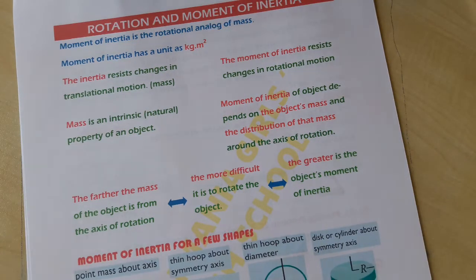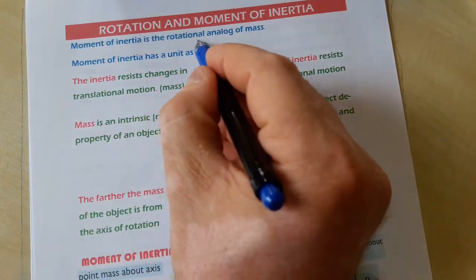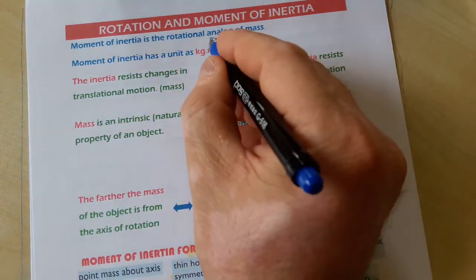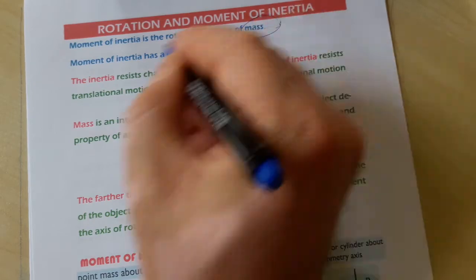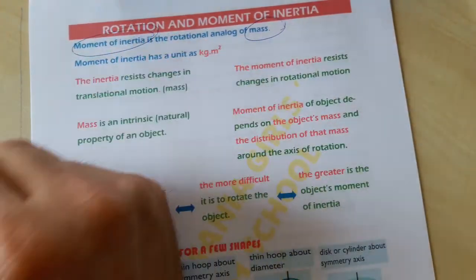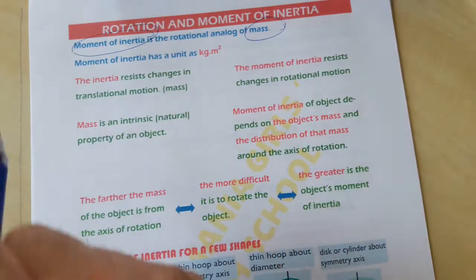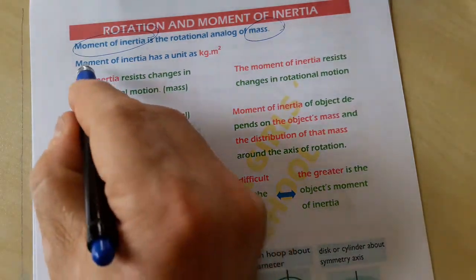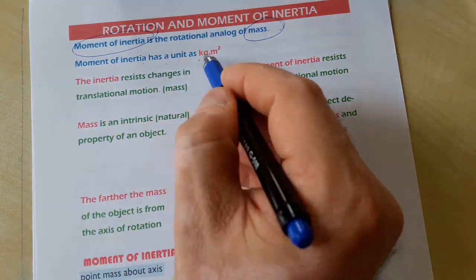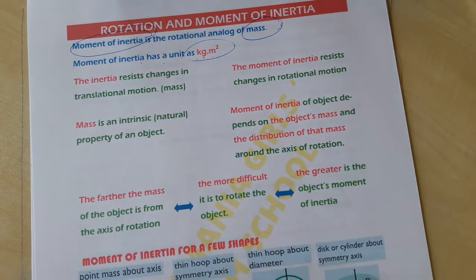However, moment of inertia is, as I said, the rotational analog of mass. What does it mean? In translational motion, there is mass. In rotational motion, there is moment of inertia. They have the same function. Moment of inertia has a unit of kilogram meter squared. Why is it like this? We are going to explain.